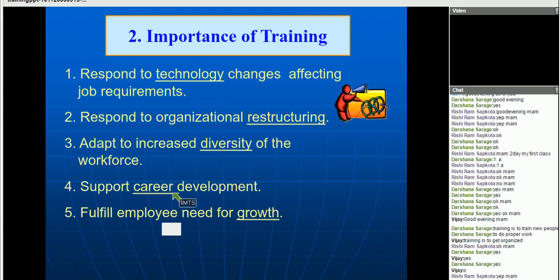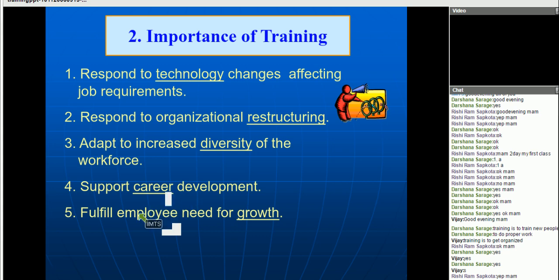Then adapt to increased diversity of the workforce. Sometimes, like a team of teachers, if I talk about a school, a team of teachers is sent to attend a workshop. What is the reason behind that? The reason is to improve the relationship between the peer group amongst the teachers who are working together. So training is needed to increase the diversity of the workforce. They may become more diverse, more dynamic, more efficient.